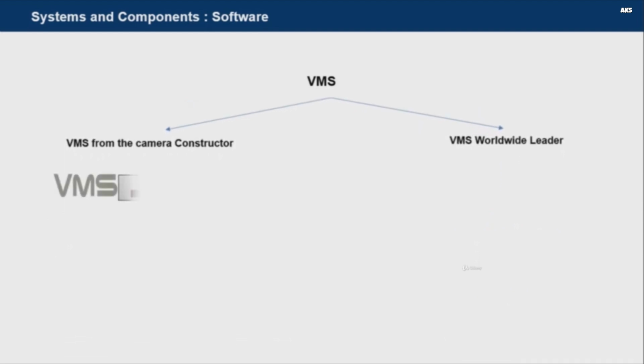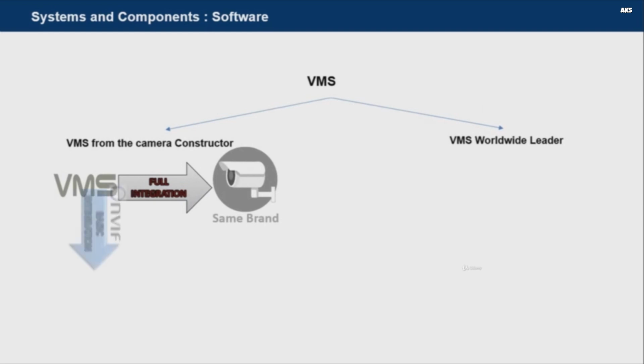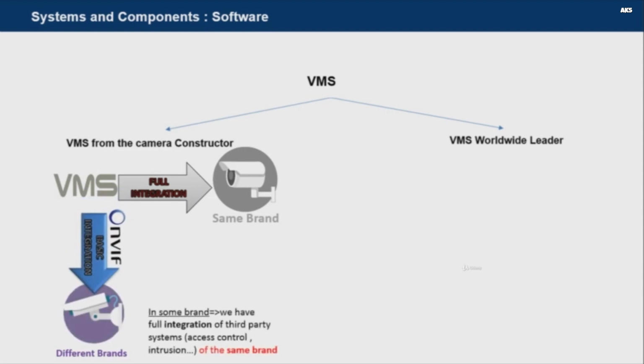The VMS from the camera manufacturer has full integration just with their own cameras. In some cases, a VMS integrates other camera manufacturers using ONVIF Profile S. So always, if you want to integrate a camera of a different brand than the VMS already used, please check if the VMS supports ONVIF Profile S. And this integration is not full. They cannot utilize and exploit all the features of the camera.